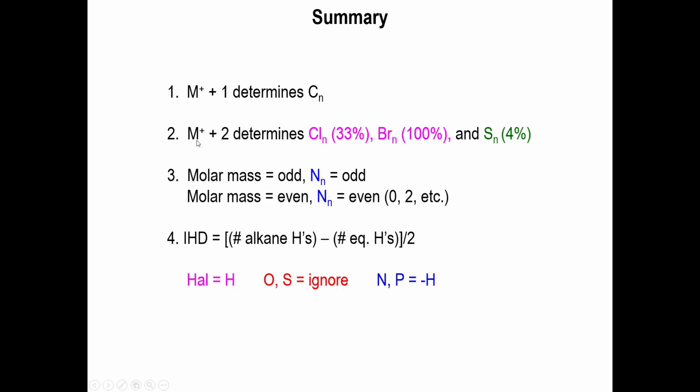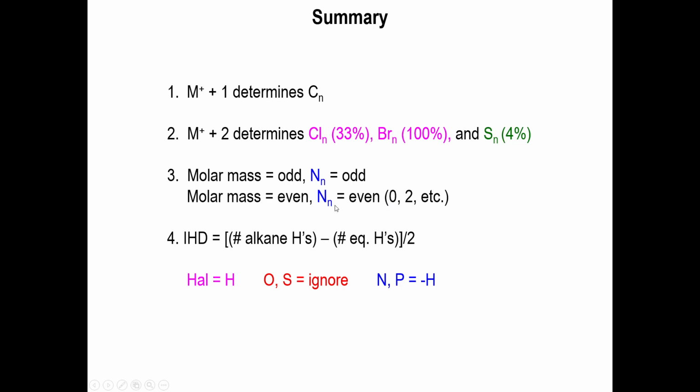So what you basically want to remember is that the base mass, the M plus mass, is ultimately what's going to tell you whether or not nitrogen may or may not be present. If the M plus value happens to be an odd value, you will have an odd number of nitrogens. If the M plus value is even, you will have an even number of nitrogens. And we're treating 0 as being an even number under this premise.